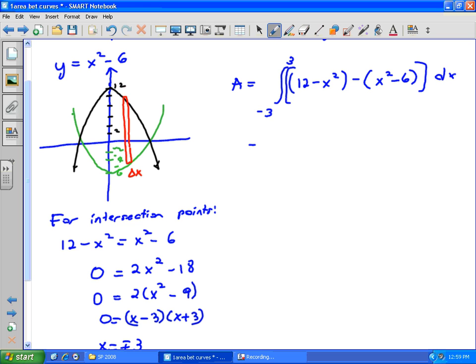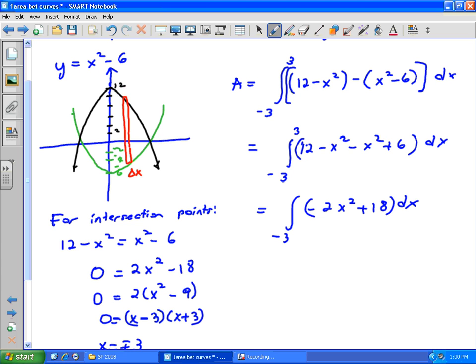And you're going to find in this section that the integrals themselves are not problematic. Usually the most work will be done towards setting up the problem. Once you set it up, integrals are going to be pretty straightforward. So once again, I'm integrating from negative 3 to 3 of 12 minus x squared plus 6. That gives me negative 2x squared plus 18.